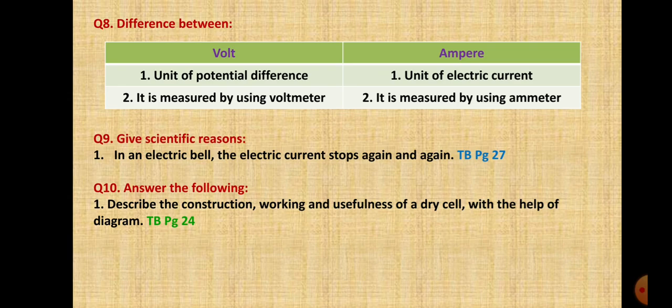Now what is the usefulness? That is given in the next paragraph. Due to the wet pulp used in this cell, the chemical reaction proceeds very slowly. Hence, a large electric current cannot be obtained from this. Compared to the electric cells using liquids, the shelf life of dry cells is longer. Dry cells are very convenient to use as these can be held in any direction with respect to ground and can be used in mobile instruments. So this is all about the usefulness of a dry cell and you will draw the diagram also. Okay.